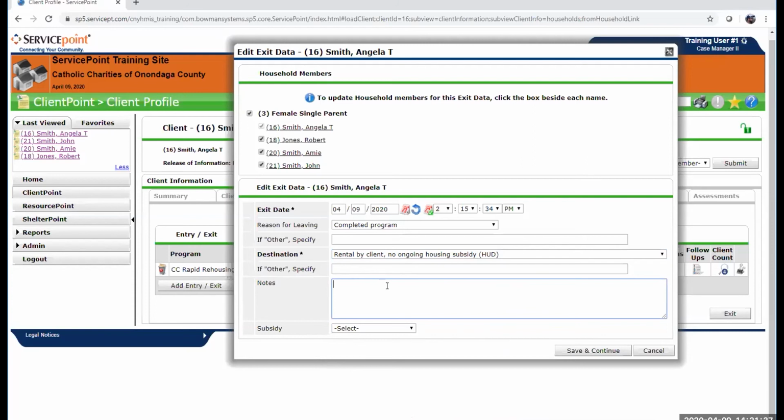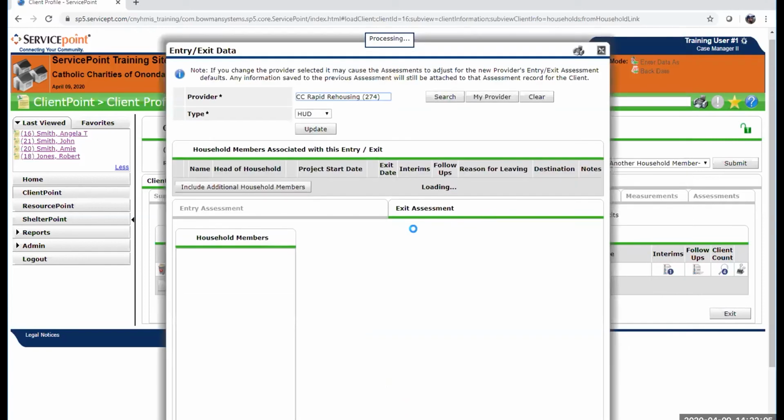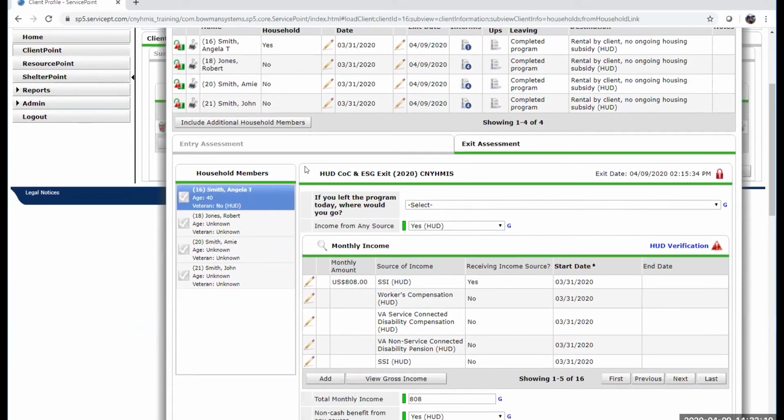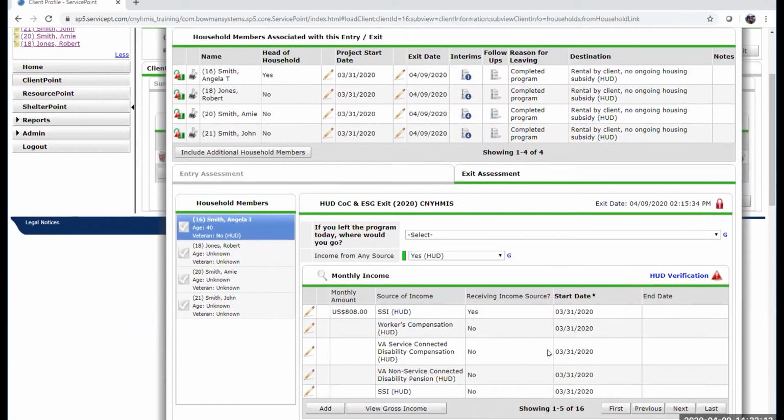Notes, if there is something that you want to communicate to other users in the system that might be reading this, is where you can add some notes. Subsidy, you can select if they got some subsidy here, if they went to public housing or Section 8. This also isn't going to be pulled into any of your HUD reports, but it can be useful to note. So once we have this all filled in, we're going to select Save and Continue. And then we're going to fill out the exit assessment.